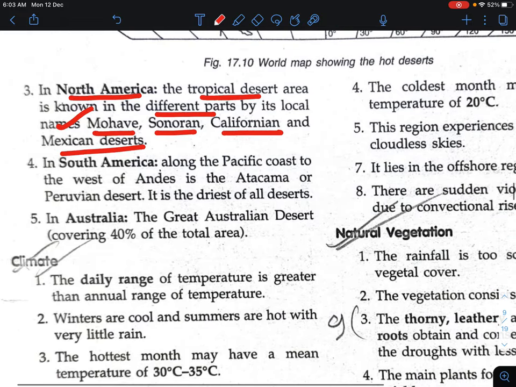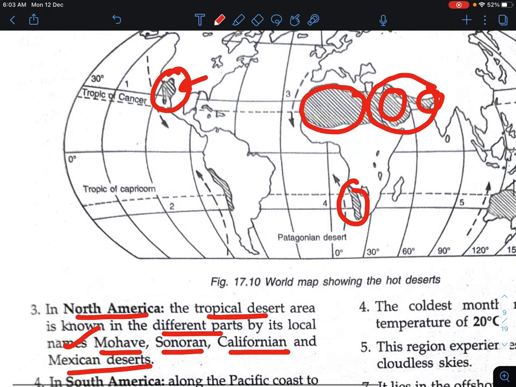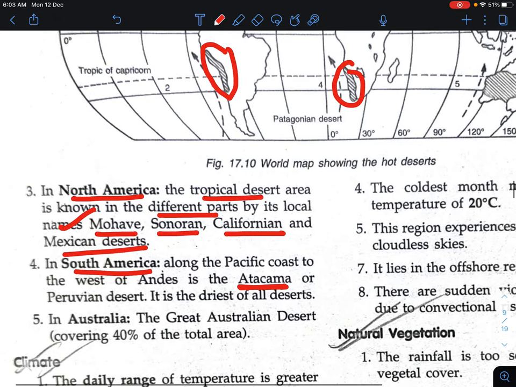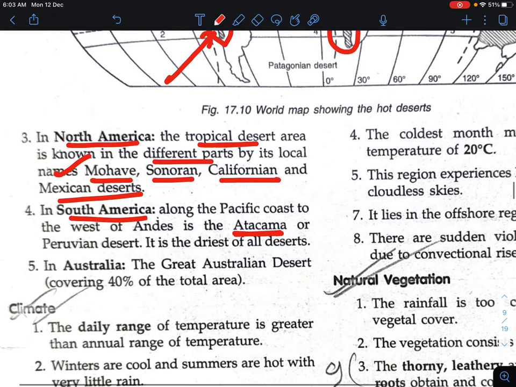Now, if we talk about South America, along the Pacific coast to the west coast of the Andes, this is actually the Andes mountain. Along the Pacific coast, to the west of the Andes, is the Atacama desert. This is the Atacama desert, and it is the driest of all deserts.